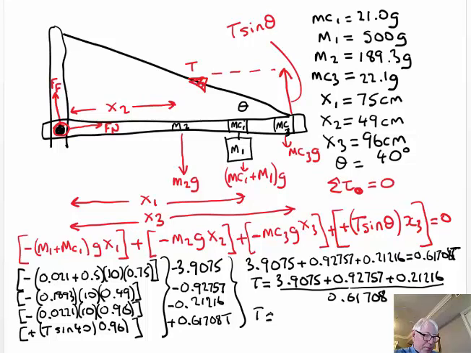So let's check it. So 3.9075 plus 0.92757, enter, plus 0.21216, enter, divided by 0.61708, enter, and I'm getting 8.179, which equals 8.2 newtons. That's what my calculation is.